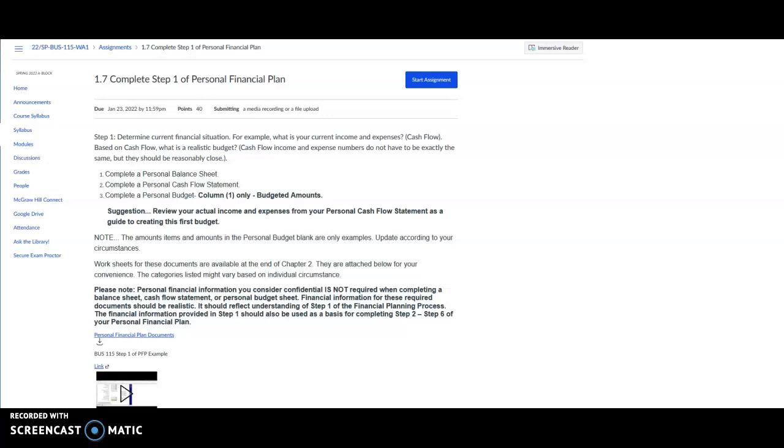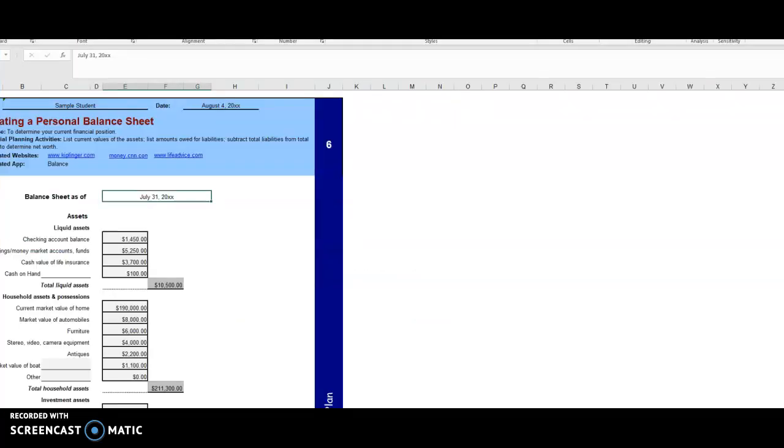So I wanted to go through step one of your personal financial plan. In step one, you're actually going to be creating three documents: a balance sheet, a personal cash flow statement, which is also known as an income statement, and a personal budget. So let's take a look at those three documents. Scoot this over just a little bit so you can see it better.